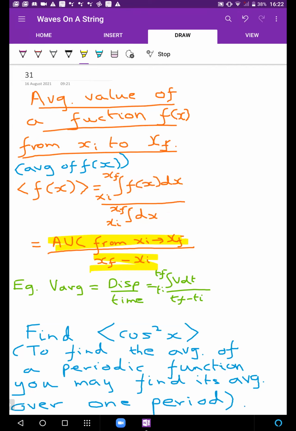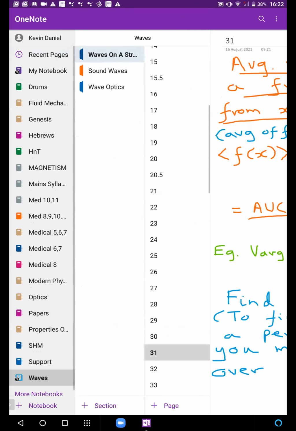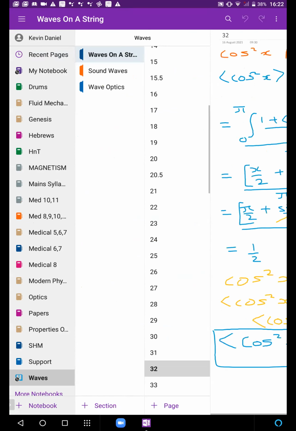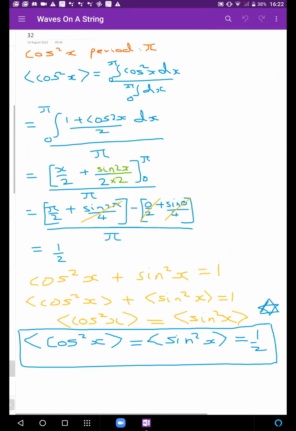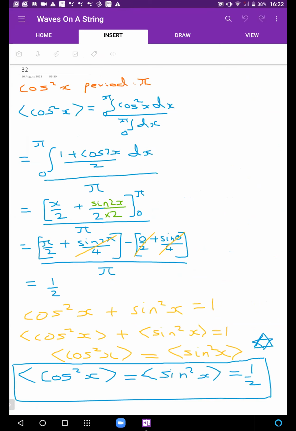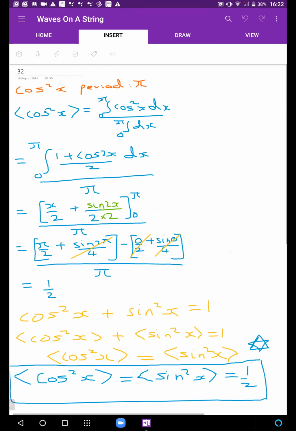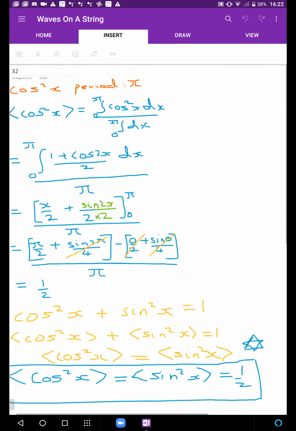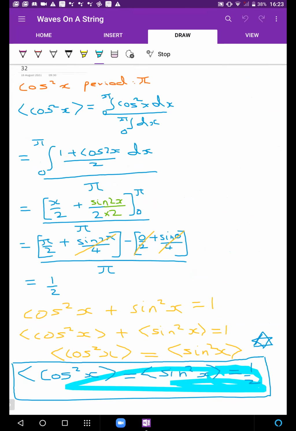Okay, जैसे average velocity is area under velocity time graph upon the time interval, displacement by time. वैसे average value of any function is integral f of x dx from x initial to x final upon integral dx, which is basically change in x. इसमें useful relation result that we see is cos square x and sin square x का area is half.